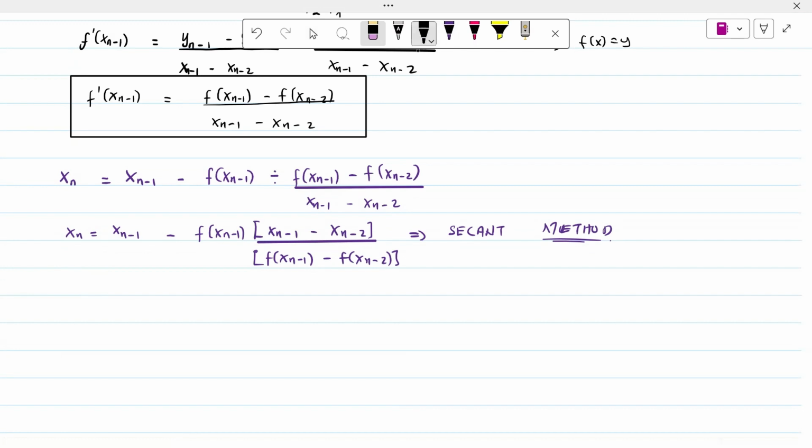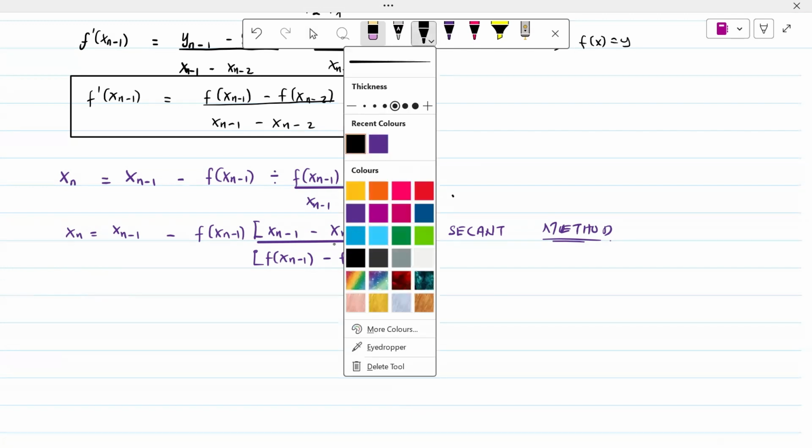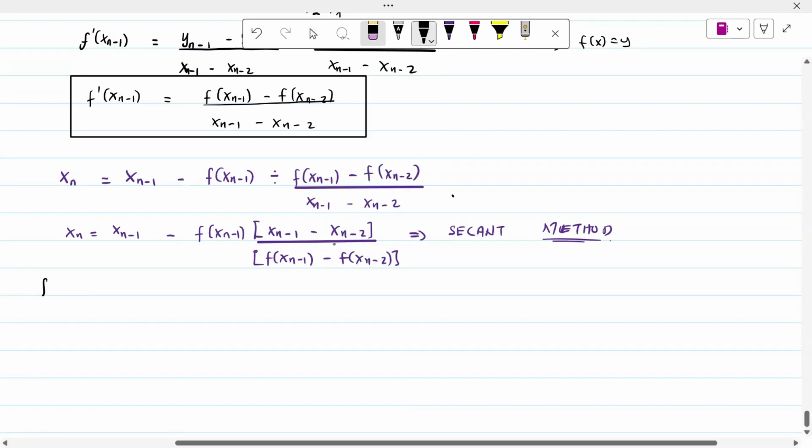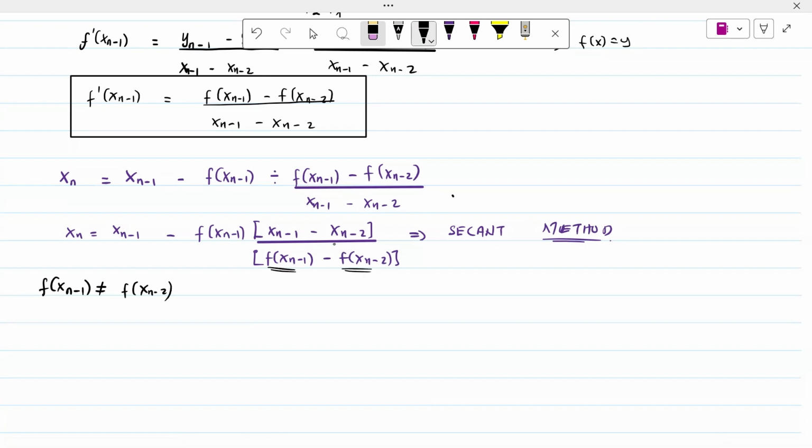Okay, so we need to make sure that f of x_{n-1} should not be equal to f of x_{n-2}. That's a condition, meaning this should not be equal to this. What happens if they are equal? There is 0 in the denominator, right? That's the only condition that we have.